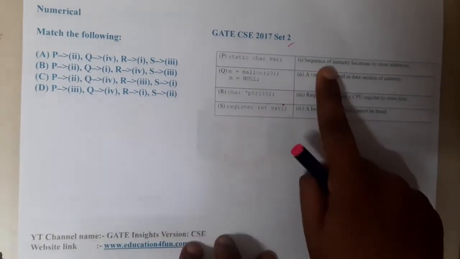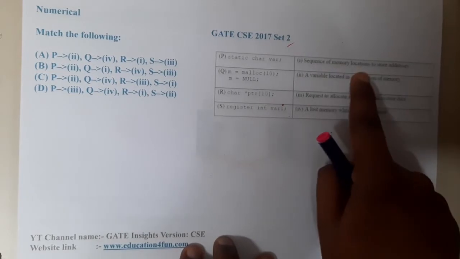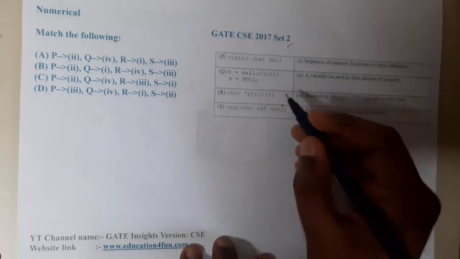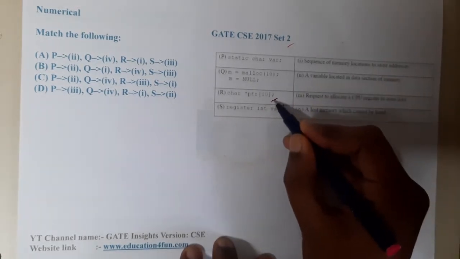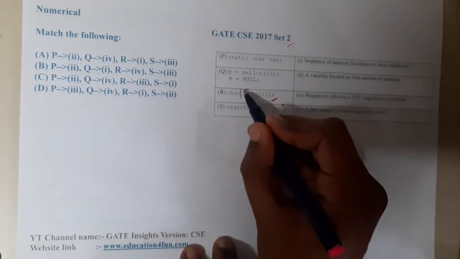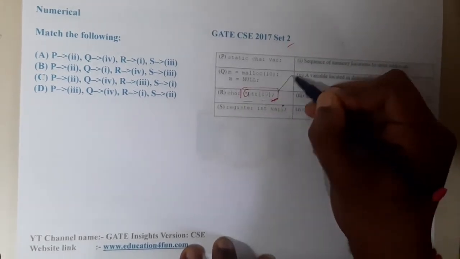The first option is a sequence of memory locations to store addresses. Which one will be generating a sequence of memory locations, guys? Basically, this is right. So R is nothing but a sequence of memory locations to store addresses. This is a pointer, and an array of pointers is created. So R is nothing but 1.